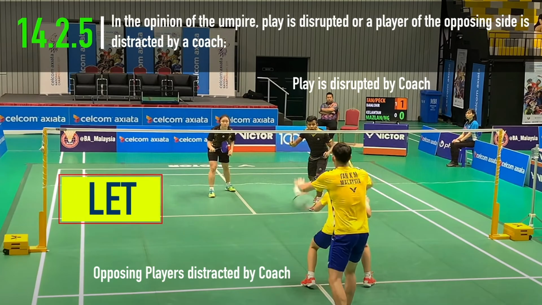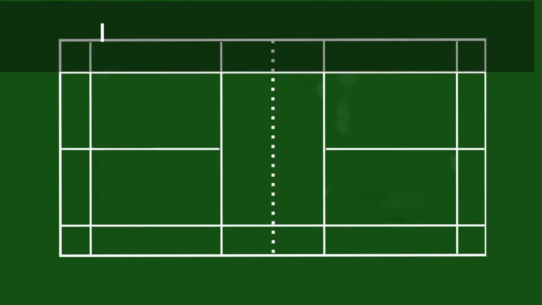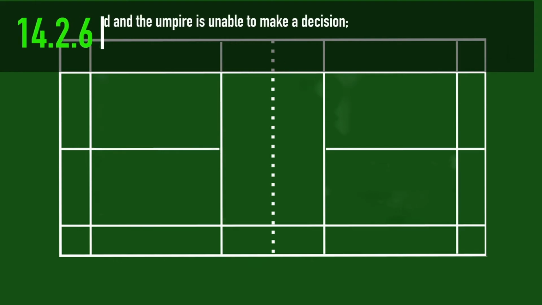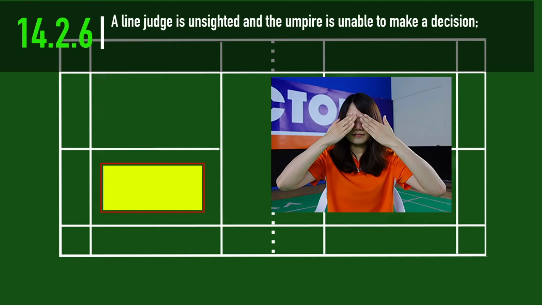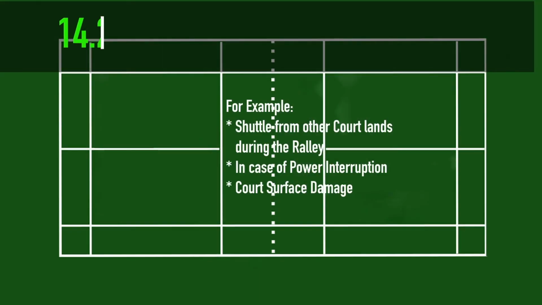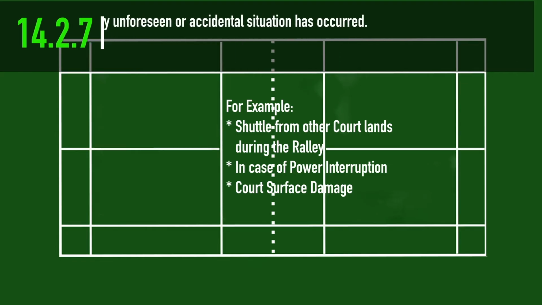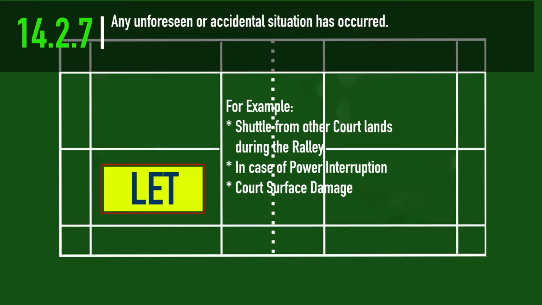In the opinion of the umpire, play is disrupted or a player of the opposing side is distracted by a coach. A line judge is unsighted and the umpire is unable to make a decision. Any unforeseen or accidental situation has occurred.